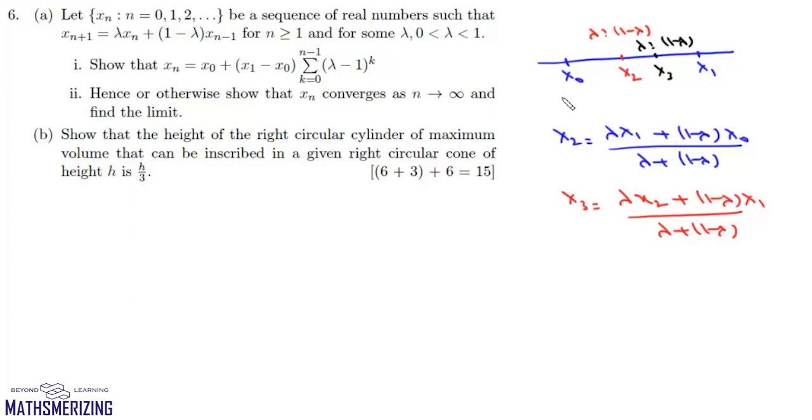So if we continue in this fashion, then we can say x0 will be less than x2, will be less than x4, and will be less than x3, and will be less than x1. So this sequence is bounded between x0 and x1. So this entire sequence is a bounded sequence.